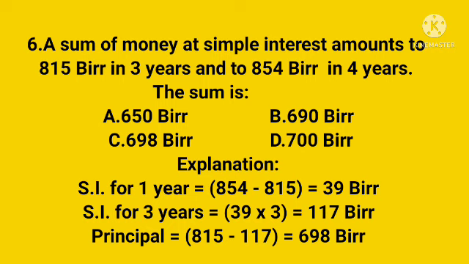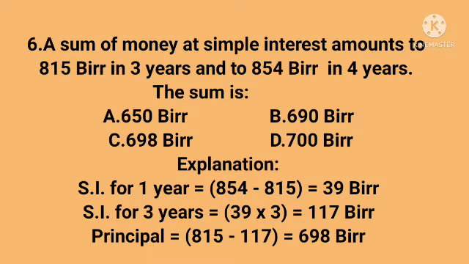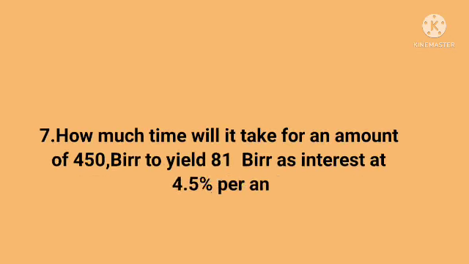We know this. That means at the third year, the amount is 815. And the third year's simple interest is 117. Then it is easy to answer. The answer is 698, choice C.